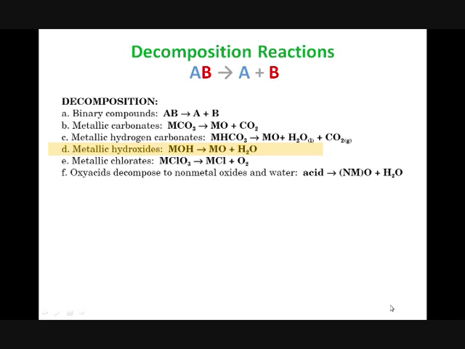And there's the metallic hydroxides. These show up all the time. They're very common, especially in acid-base chemistry, but we'll get to that later in the semester. Metal hydroxide compounds decompose into metal oxides, that's the MO, just like the metallic chlorates did, and they turn into water in the end, so you have MO plus H2O.